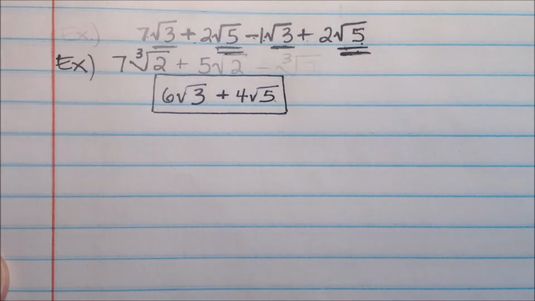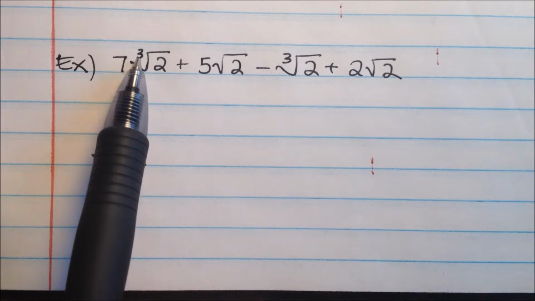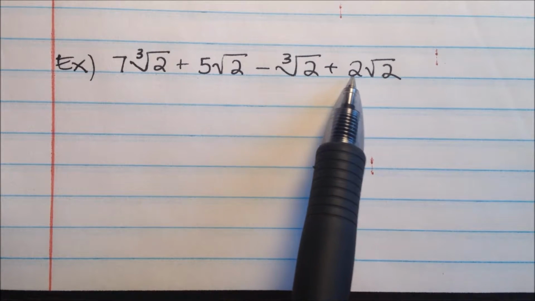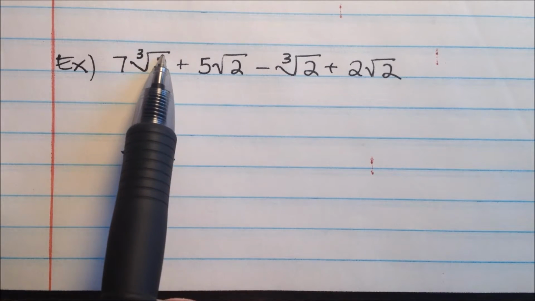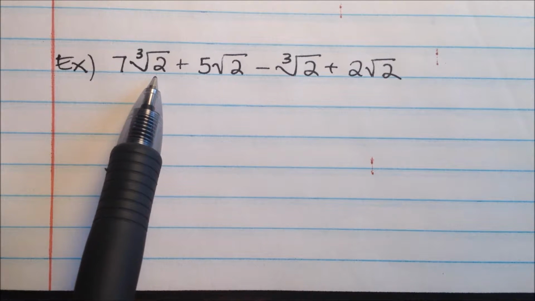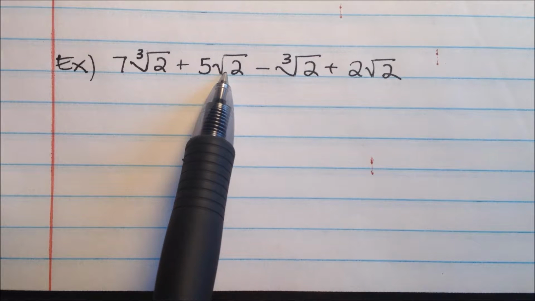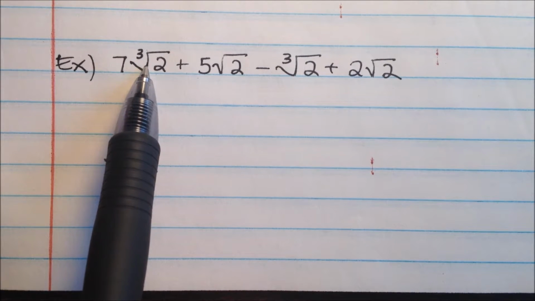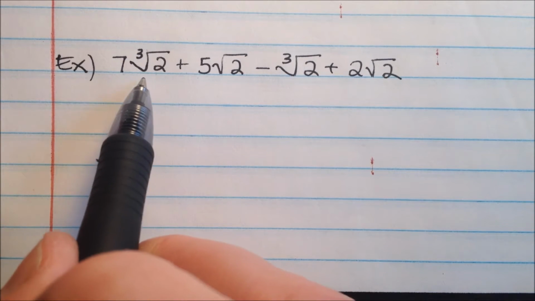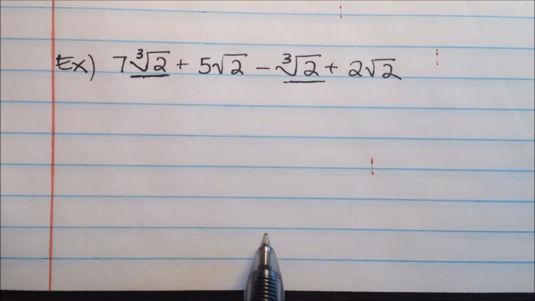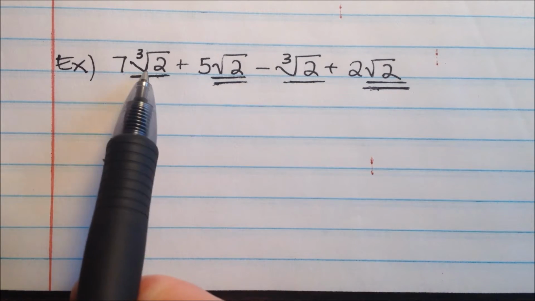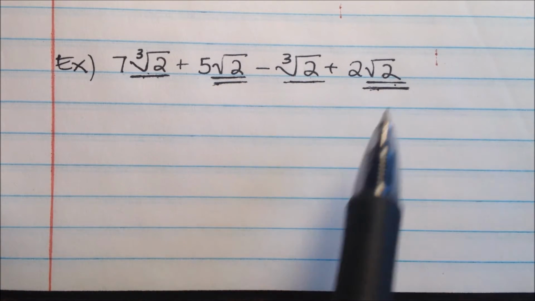In this example, we have 7 times the cubed root of 2 plus 5 times the square root of 2 minus the cubed root of 2 plus 2 times the square root of 2. Notice that the radicand, or the number underneath the radical, is 2 in every case. The difference here is that the index, some of these are square roots and some of these are cubed roots. So when you're seeking out like radical terms, the radicand and the index both have to be the same. So the cubed root of 2 will go with the cubed root of 2, but the square root of 2 will go with the square root of 2. So they're all going to be different here. You have the cubed roots here, and then you have the square roots here.